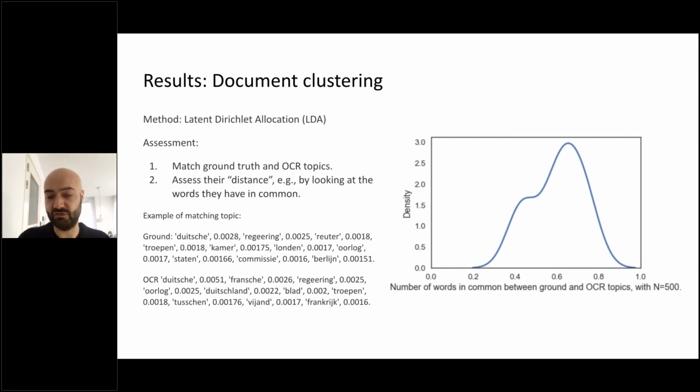And this is also more macroscopically what we see on the right. That's a distribution of the words in common among the paired topics using the procedure that I've just described, which is relatively high, right? So it's 0.6, 0.7, or 60 to 70% overlap on average, which I would say is quite good.